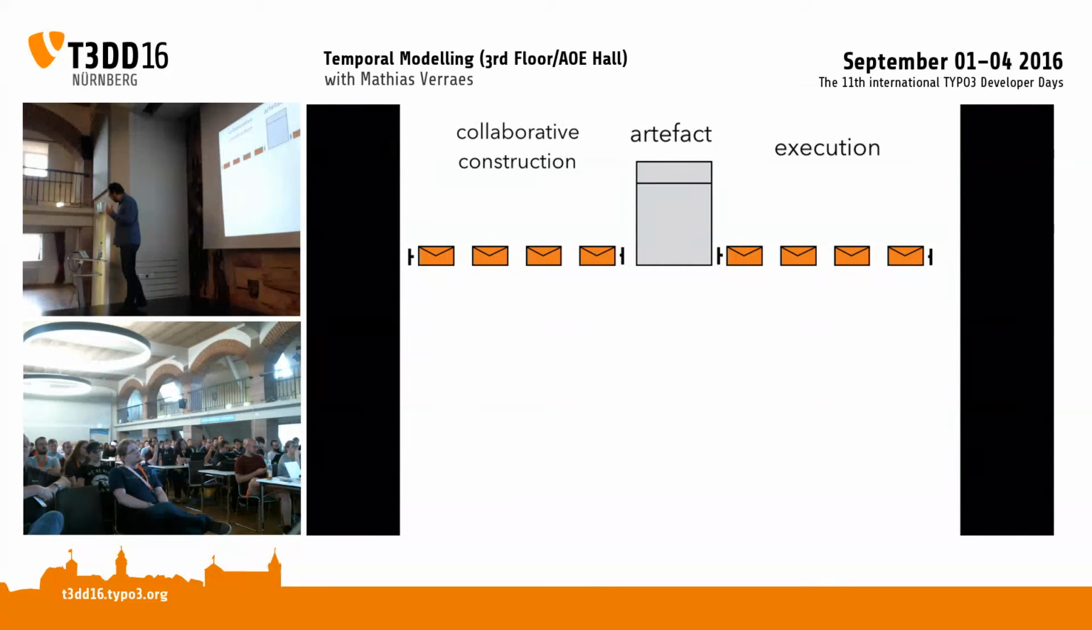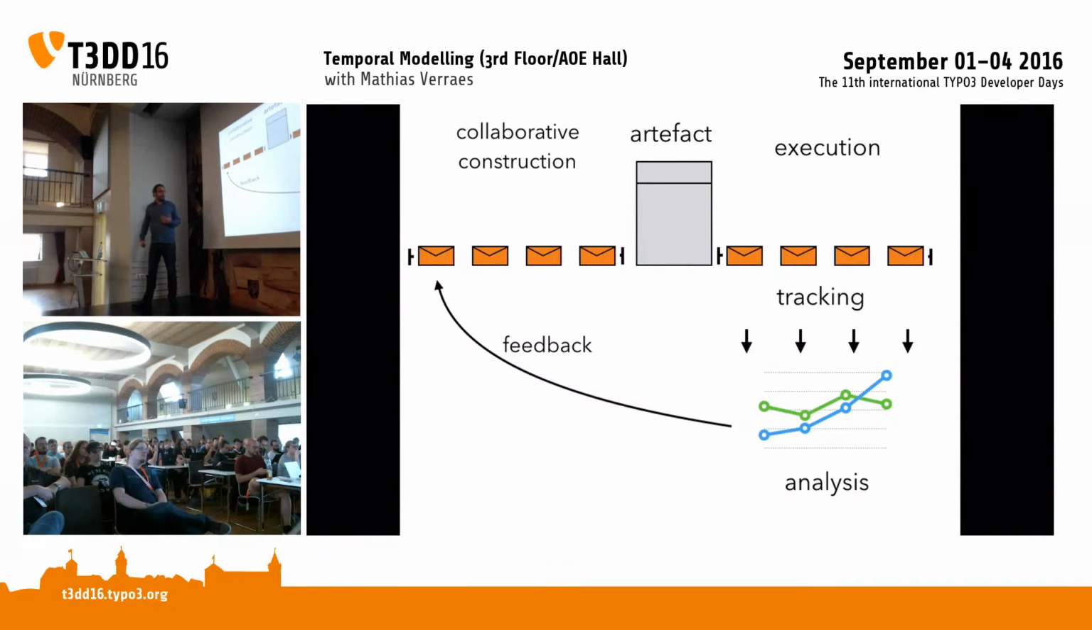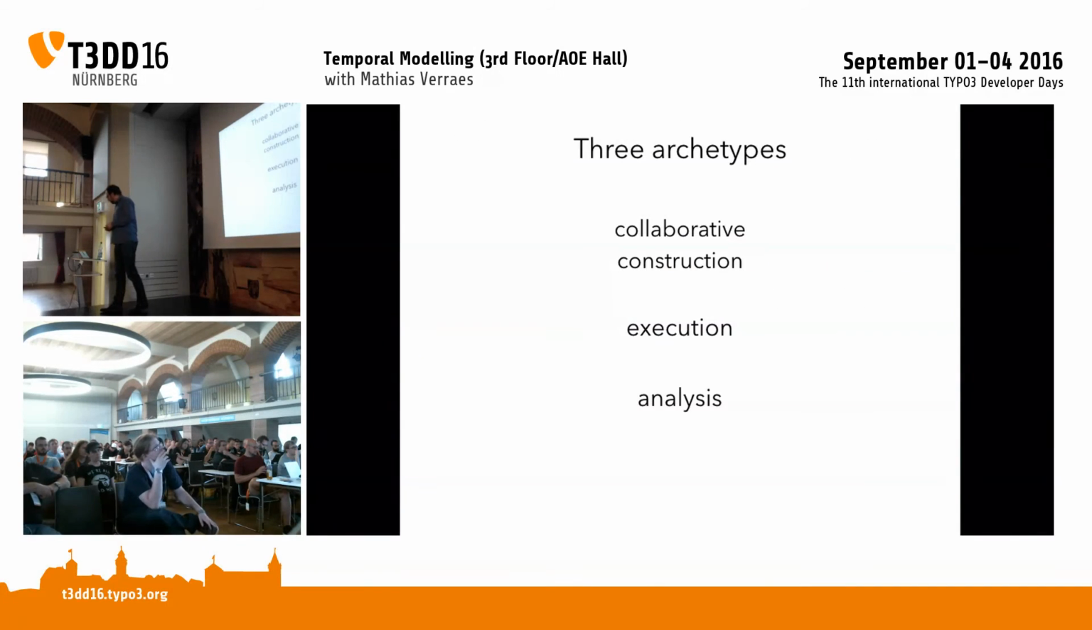Right? So these patterns, there's another phase. I'm not going to go into detail, but we can sort of track everything that happens here. And we have it for free, because if we do event sourcing, we've stored all these events in our history. So we can do analysis on that, and then use that to improve our processes again. So this is stuff that businesses do, of course, but they usually don't think about it as these nicely separated processes. So 3 archetypes: collaborative construction, execution, and then analysis.